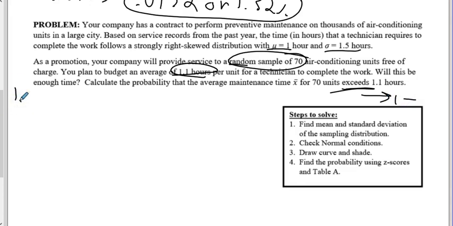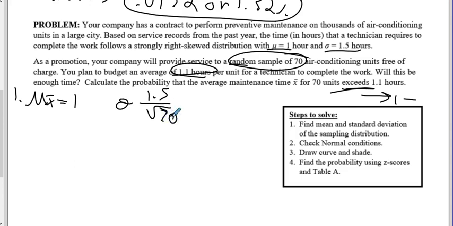Number 1, we do our funky U. X bar equals 1. Our standard deviation is the standard deviation of the population divided by the square root of how many we're doing. It says 70 units. So that's 70.